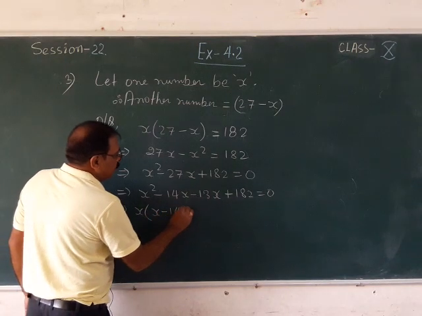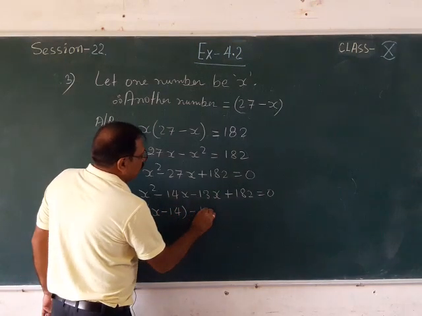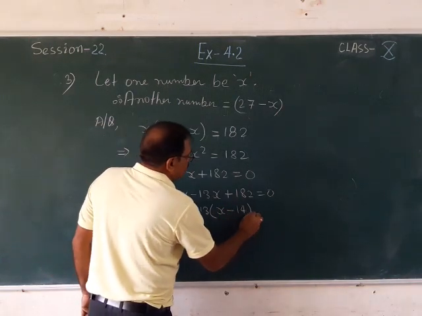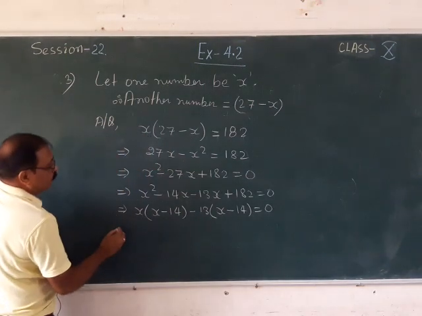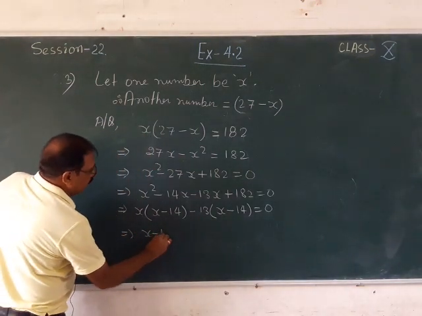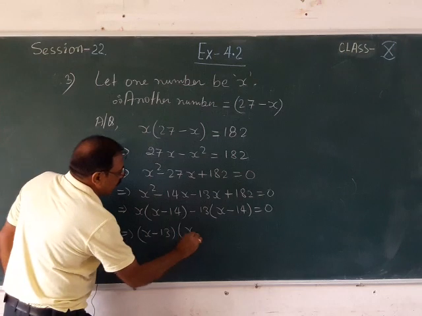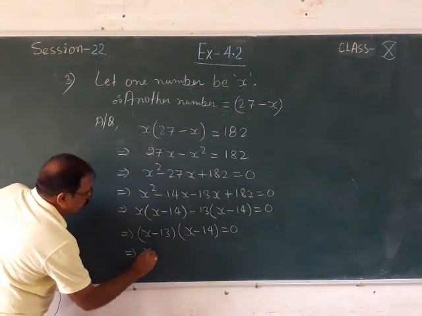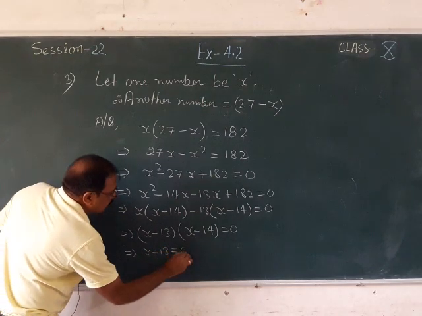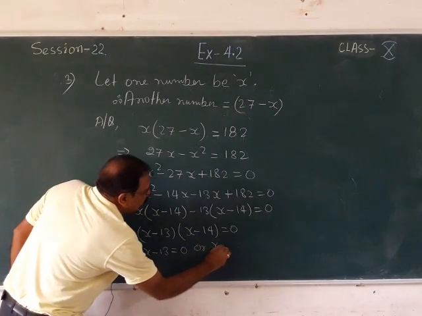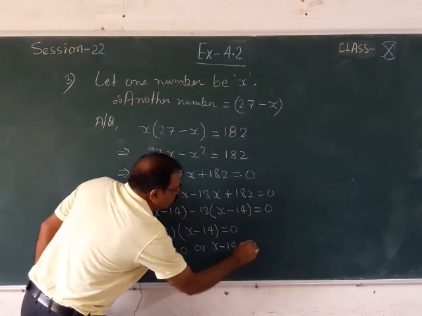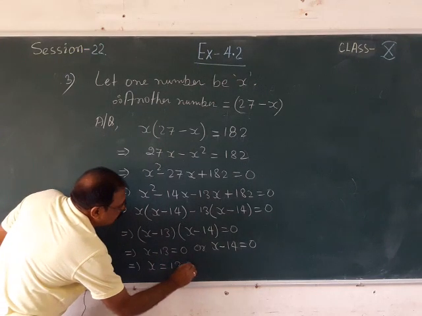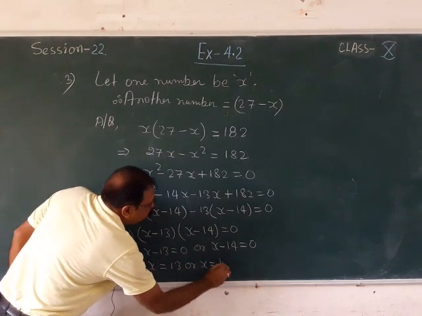Now you can take x as common. So here x minus 14, and here if you take 13 as common, then it is also x minus 14, that is equal to 0. Further I can write x minus 13 into x minus 14, that is equal to 0. Then you can write x minus 13 equal to 0 or x minus 14 equal to 0. Further it can be x equal to 13 or x equal to 14.